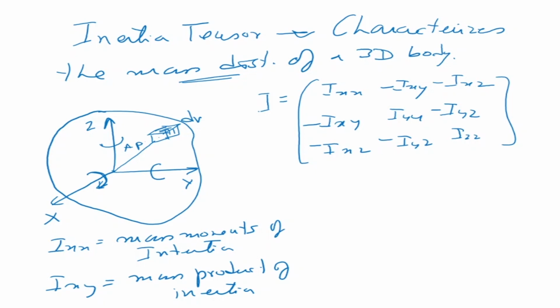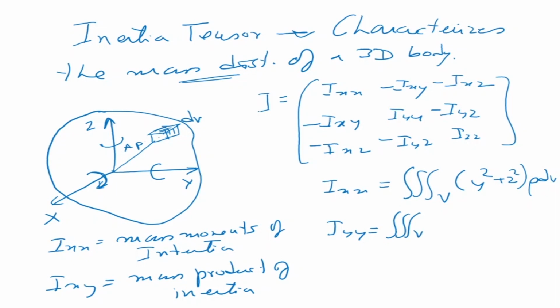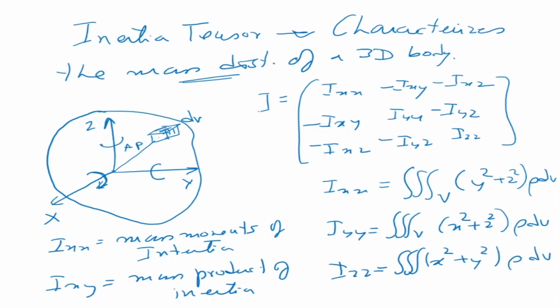So the first thing that we need to do in our study of dynamics is to find out the inertia tensor of the links. And how do we specify this? We specify it like this: Ixx is equal to the triple integral of (y squared plus z squared) into rho dv. Iyy is equal to the triple integral of (x squared plus z squared) into rho dv, and Izz is equal to the triple integral of (x squared plus y squared) into rho dv. Okay, these are your mass moments of inertia.